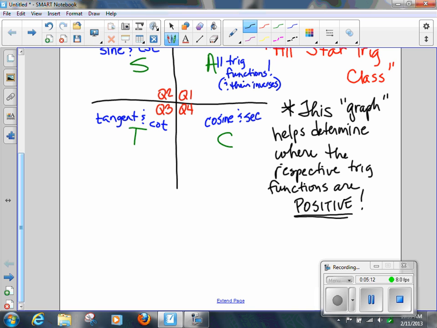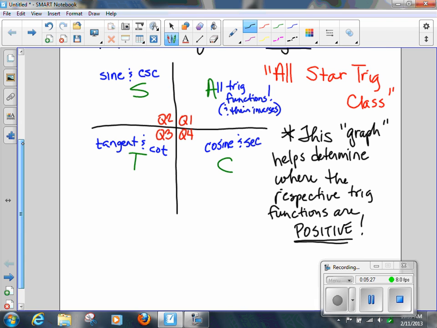And folks, all this is just a helpful hint. That's all it is. It's just a helpful hint to tell you which trig functions are positive in which quadrant, okay? And I want you to think about this. Think about the signs of the ordered pairs in each respective quadrant.